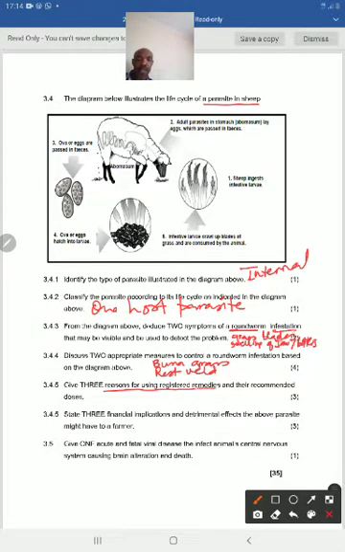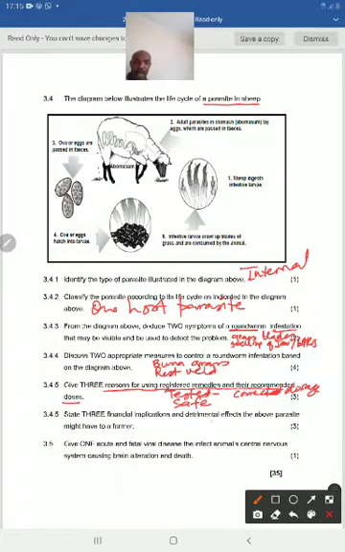Give 3 reasons for using registered remedies and their recommended doses. So you use registered remedies because they have been tested, and therefore they are safe. And they come with correct dosage. They come with instructions and correct dosages, so that you don't get super roundworms, those that will not be killed.